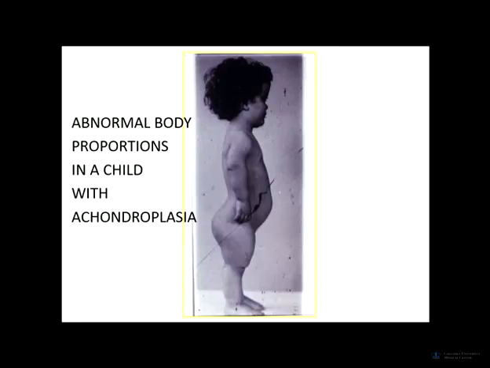Here's an example of a child with abnormal body proportions. I don't think anybody would dismiss this as not pathological. The dysmorphic features are very obvious. This is a kind of short-limbed dwarfism with short arms, short legs, relatively large head circumference, and I don't think anybody would miss this diagnosis.